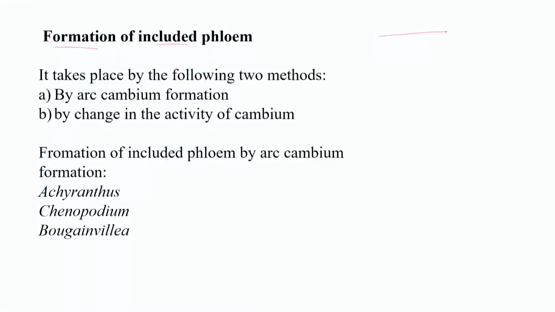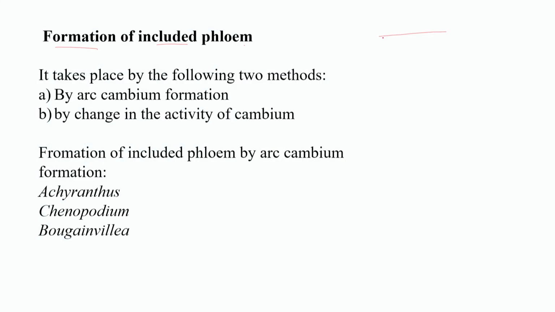Now in this lecture also we will try to understand some more anomalous structures and how they are formed. So first of all, we will start with the formation of included phloem. Included phloem means the phloem which is present in the xylem ring, the secondary xylem ring.